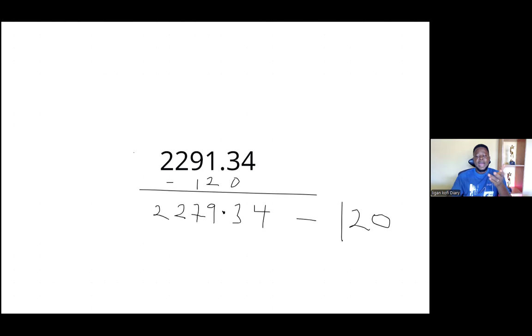So if you are subtracting, it means you are selling to get your take profit. If you are buying, you add to get your take profit. If you are selling, you subtract to get your take profit. But let's look at stop loss.